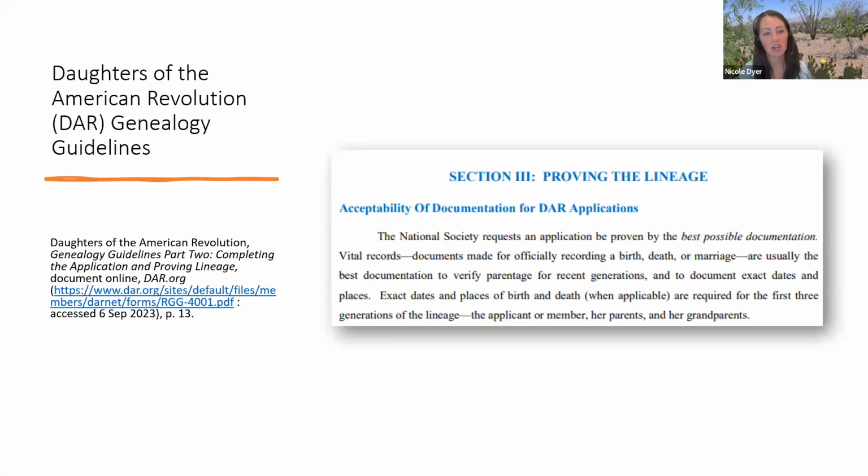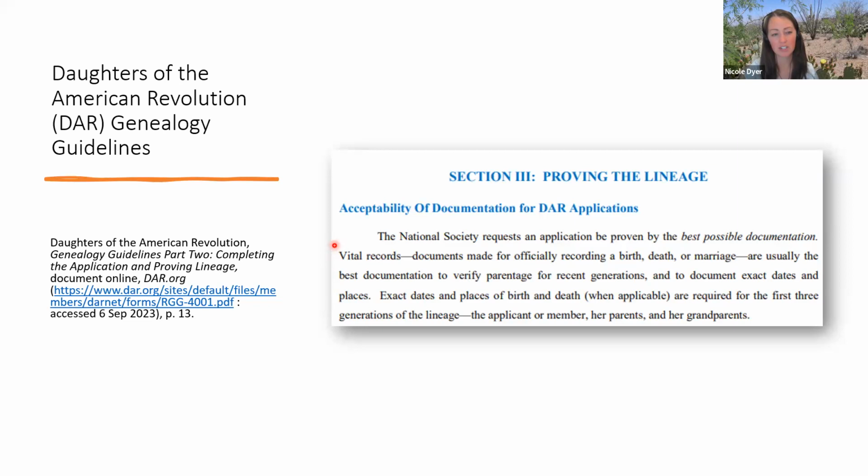First of all, the Daughters of the American Revolution has a document called Genealogy Guidelines, and they have this in three parts. The second part is more of what your question was about. They have this part two, completing the application and proving lineage. This is an online document you can find at this URL here. And within that document on page 13, it talks about how they want you to use the best possible documentation.